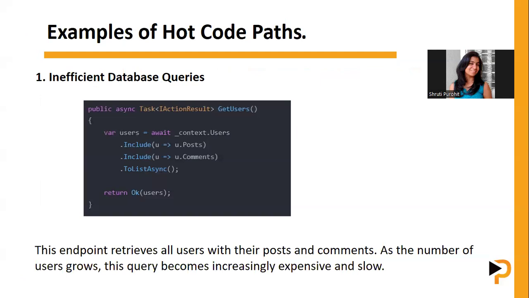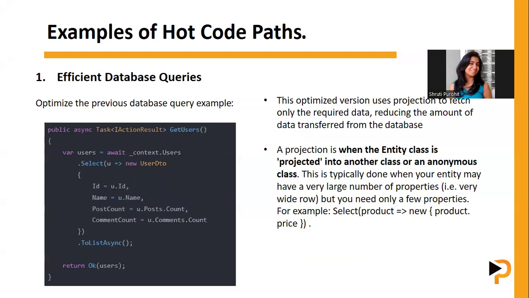Now, what are examples of inefficient database queries? This endpoint retrieves all users with their posts and comments. As the number of users grows, this query will become expensive and slow. What we are doing is fetching everything about the post; we are just fetching the posts and comments of that particular user.